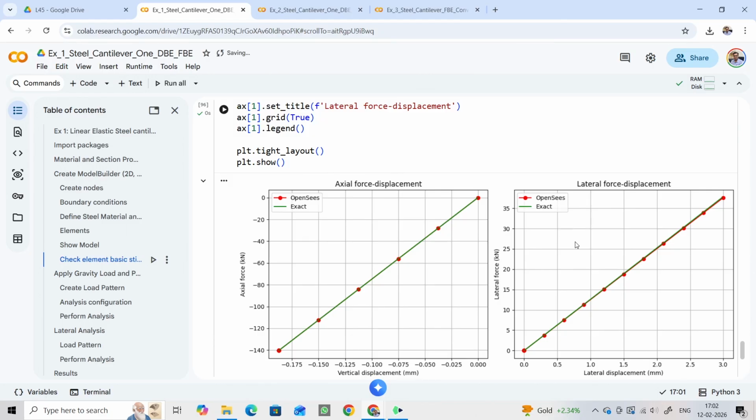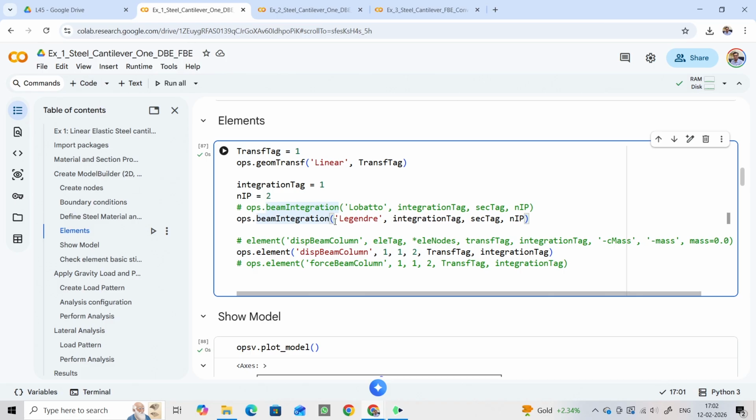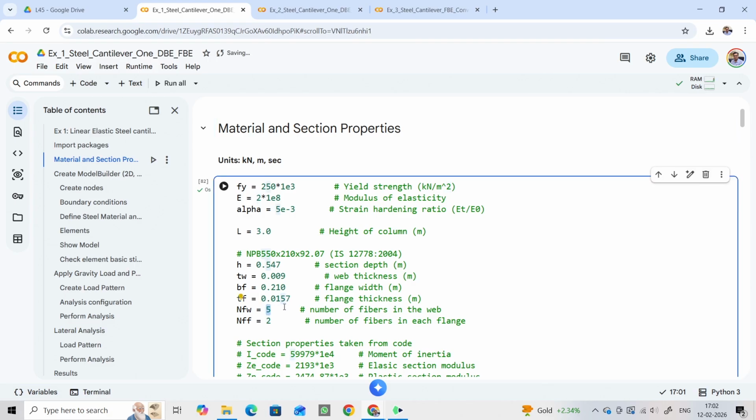If you reduce the number of fibers in the cross section even further, the error will increase. Now, the next thing I want to do is the same exercise, but for force based element. First, let's go ahead and do it for Gauss-Legendre, as earlier. Instead of displacement beam column, I'll now make it force beam column and change the section to what I had, 20 and let's say 5.